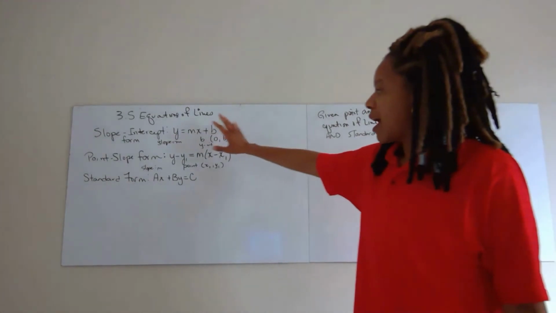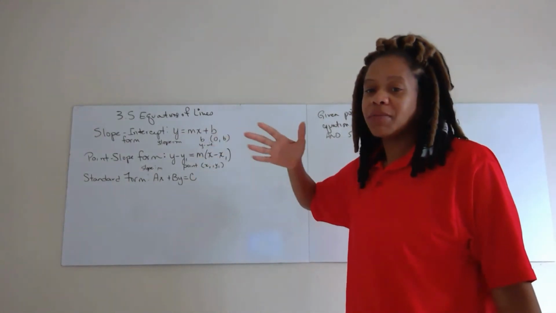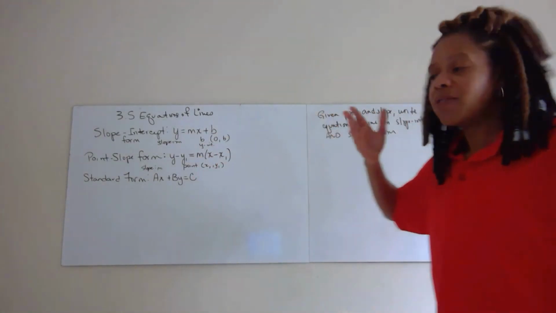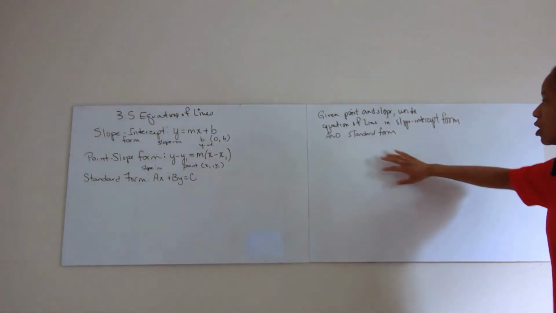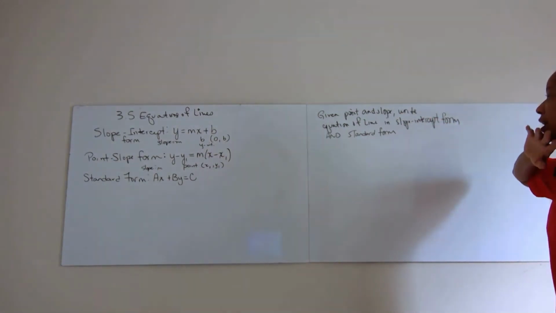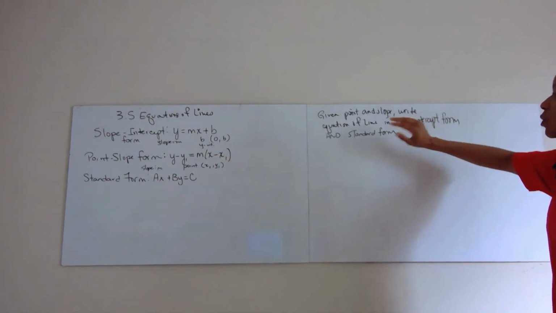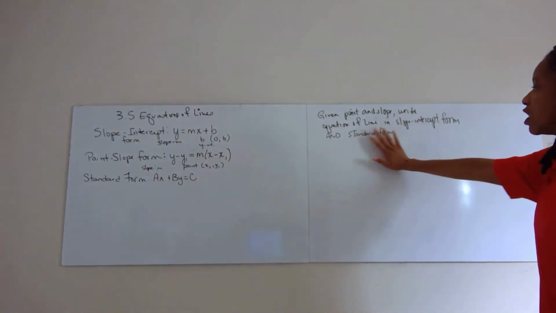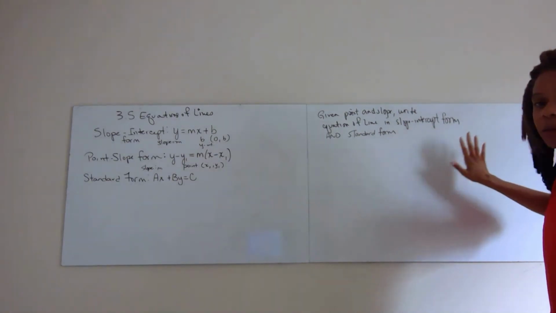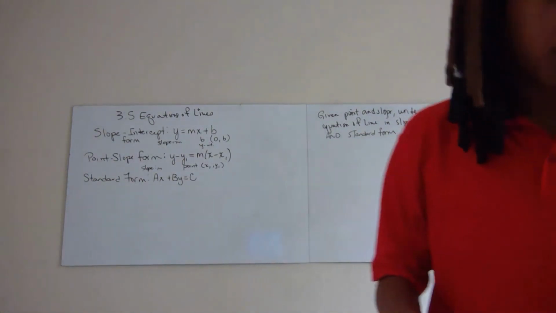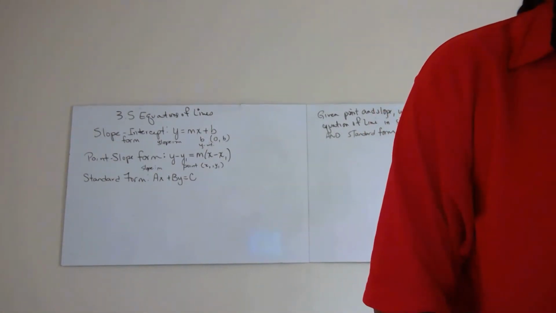All right, you're going to be able to have your formulas with you. Even though I recommend that you learn them, you can have them when you take a test on the material. So here we go. So we're looking at given a point and a slope. This looks terrible, but you'll be okay. So given a point and a slope, you want to write the equation of the line in slope-intercept form and in standard form. So let's see.